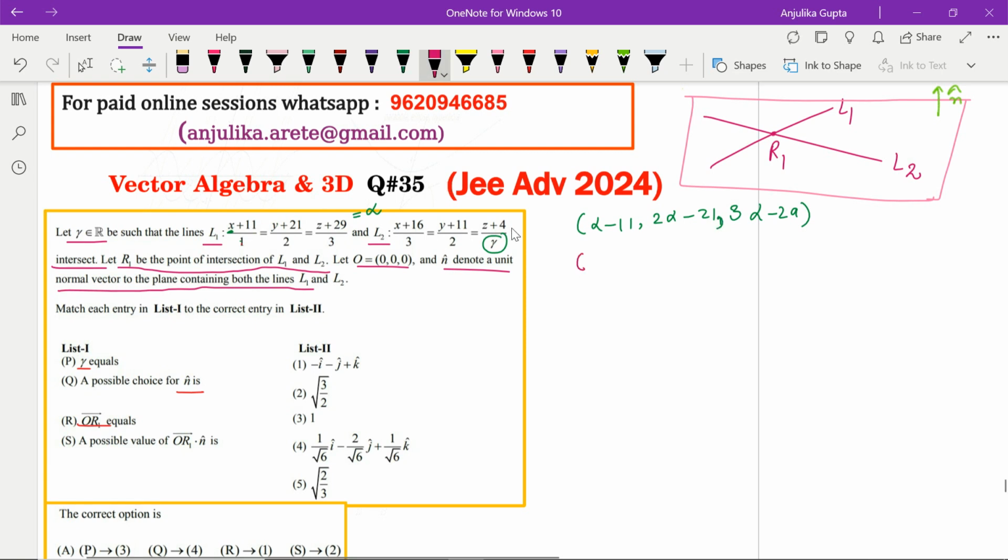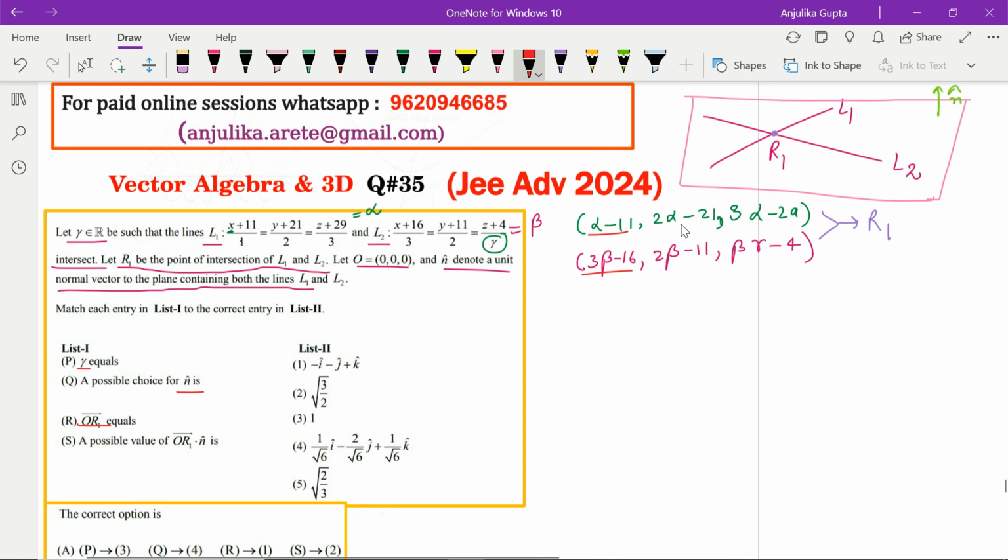And an arbitrary point on L2, can you give me? Let's equate it to some other constant beta. So you get 3 beta minus 16, and then 2 beta minus 11, and then beta gamma minus 4. Now, why are we doing that? Because this is an arbitrary point on L1 and there is an arbitrary point on L2. I want both the points to be R1.